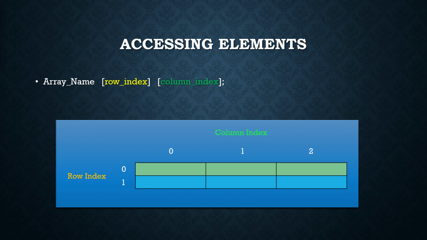To access the elements, we write the array's name, followed by the index of the row in brackets, and the index of the column in another set of brackets. This table shows us the indexing of a two-dimensional array with 2 rows and 3 columns, just like the previous example. Remember, indexing always starts from 0. The first row has an index of 0 and the second row has an index of 1, and this also applies to column indexing as well.